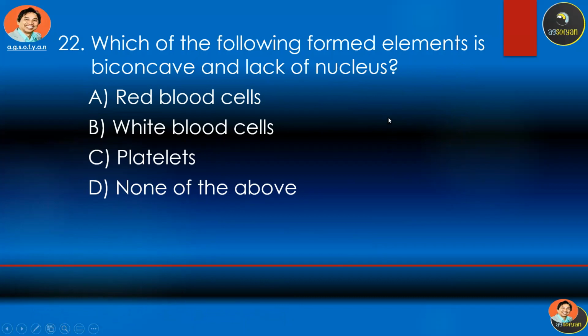Which of the following form elements is biconcave and lacks a nucleus? Choose your answer. Okay, the one that does not have a nucleus is red blood cell. So red blood cells sacrifice the nucleus in order to carry more oxygen. So the answer will be red blood cell.